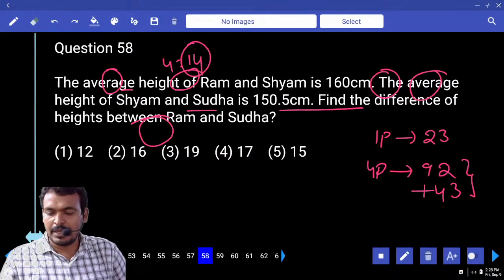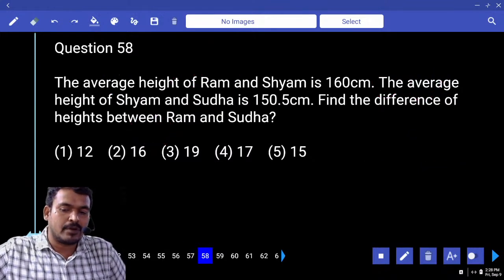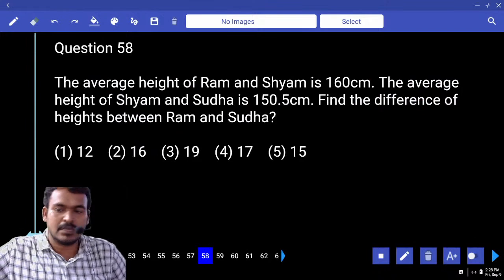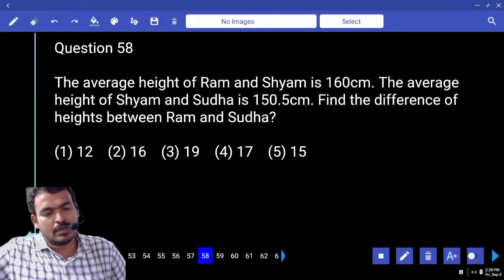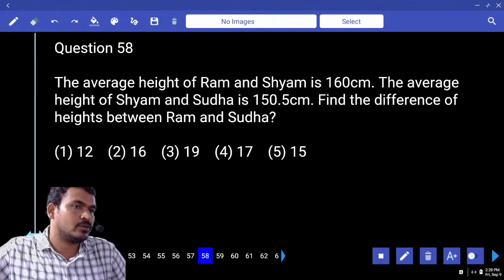Question number 58. The average height of Ram and Sham is 160 centimeters. The average height of Sham and Sudha is 150.5 centimeters. What is the question here? Find the difference between the heights of Ram and Sudha.